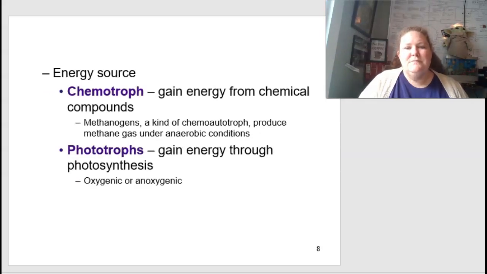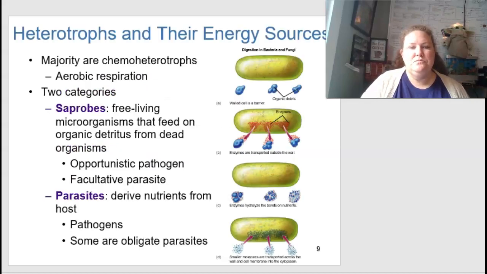Okay. Energy sources can be two different types. They can either be chemotrophs, where they gain energy from chemical compounds like methanogens, a kind of chemoautotroph, which produces methane gas under anaerobic conditions, or we can have phototrophs, and these are the ones that are going to be able to gain energy through photosynthesis. And this would be oxygenic or anoxygenic, so with or without oxygen.